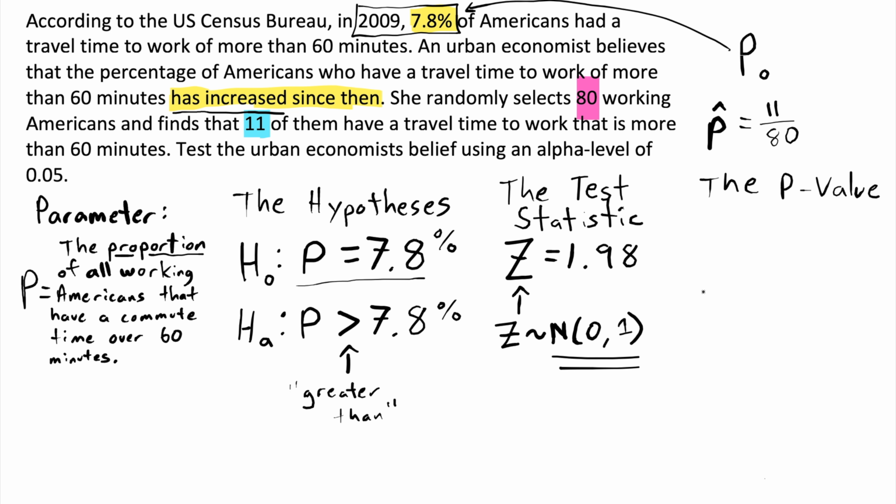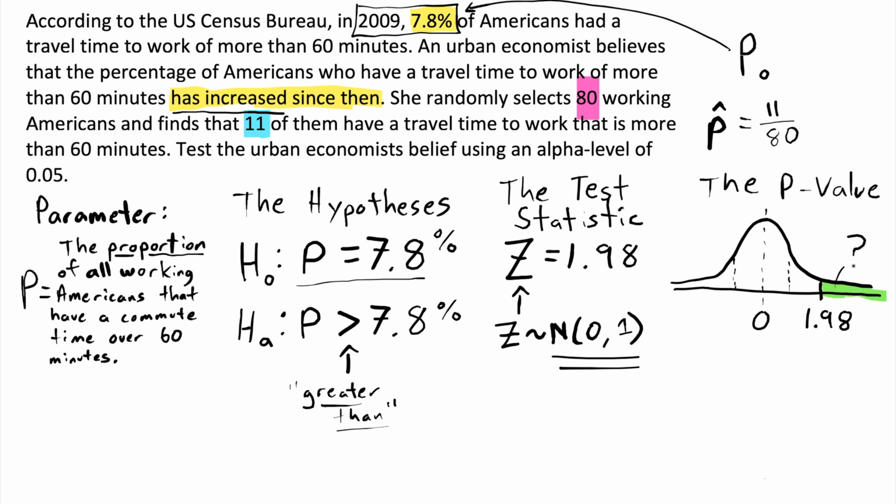So our p-value, if I draw a standard normal distribution, what we want to do is label our test statistic on this distribution. So if this is 1 standard deviation, 2 standard deviations is about here, and we want to know the area that's greater than our test statistic. The p-value for this problem is the area greater than 1.98. It's the area up here in this distribution. And we don't know that, so we're going to find that.